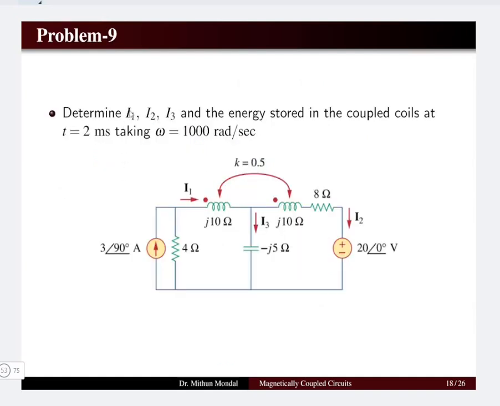Next problem, where we need to determine the currents I1, I2, I3 which are flowing in the different branches of the network, and the total energy stored in the coupled coil at time 2 millisecond, given the frequency as 1000 radian per second. The mutual coupling coefficient is given to be 0.5.